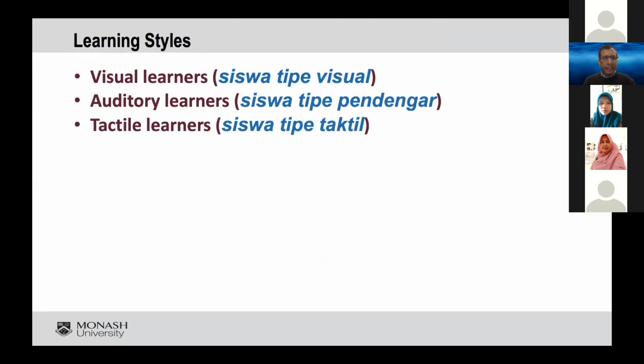And then we have learning styles. There are three types of learning styles. Think about it. And I think you know about this already. Some of us can learn better by seeing things, so it could be a video. Some of us are better with our hearing.